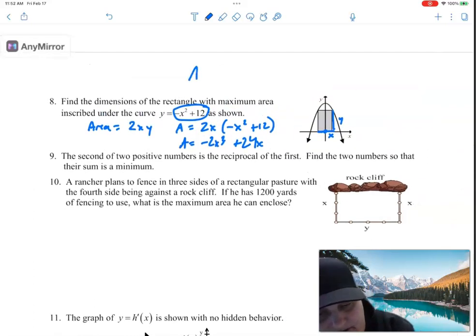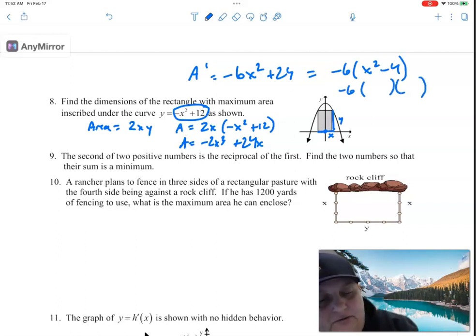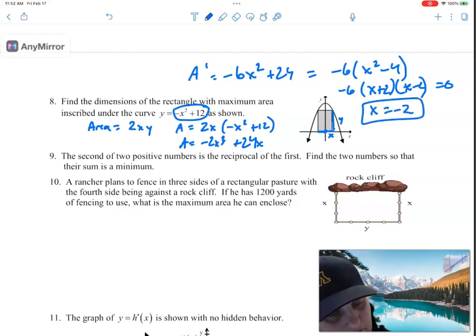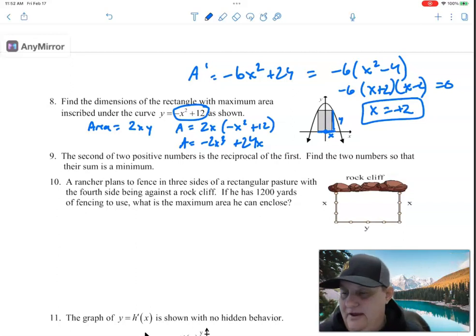If I factor this out, well, actually first, let me take a derivative of that. The derivative would be negative 6x squared plus 24. If I factor that out, I get negative 6 times x squared minus 4, which gives me x plus 2, x minus 2. So x needs to be negative 2 or positive 2. Now I'm actually going to pick the positive 2 because I want to use that side of the graph.